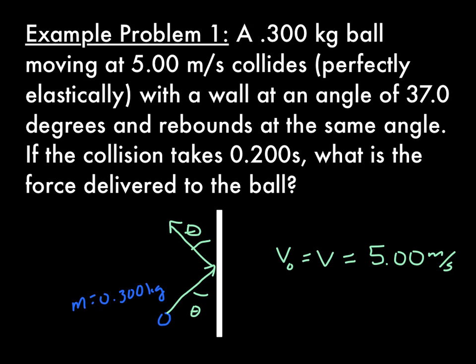So here's our first problem we're going to work through. A 0.3 kilogram ball goes in at a velocity of 5 meters per second at an angle of 37 degrees and bounces straight off this wall. So I'll let you pause it here, take some time to write this down, and then we'll work on it.